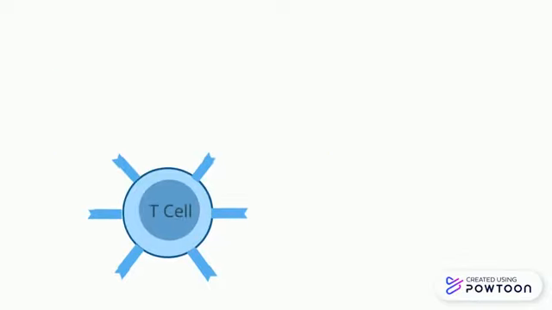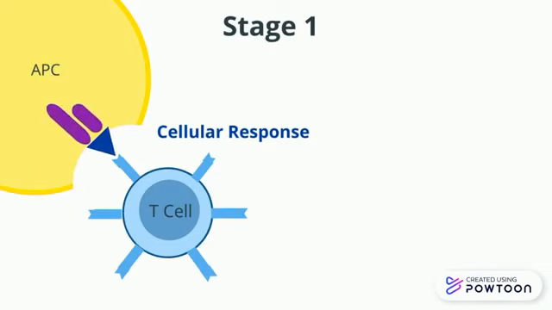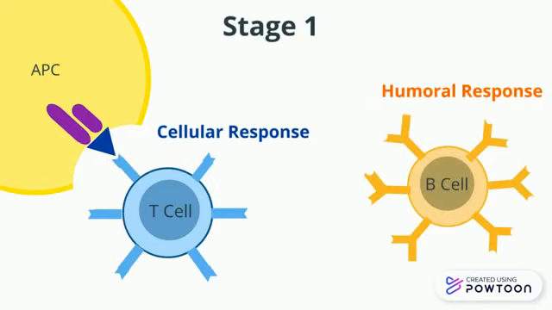Now let's take a look at the four stages that occur during both the cellular and humoral response. In the first stage, the antigen must be identified. For this to occur in the cellular response, an antigen-presenting cell, such as the dendritic cell, must present the antigen to the T cell. In the humoral response, B cells do not require an antigen-presenting cell. Instead, the B cell can react directly with the antigen.